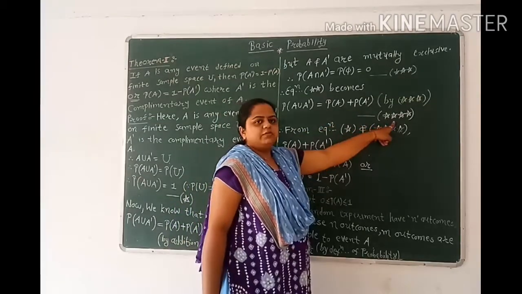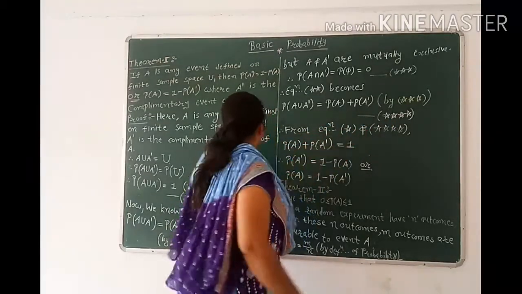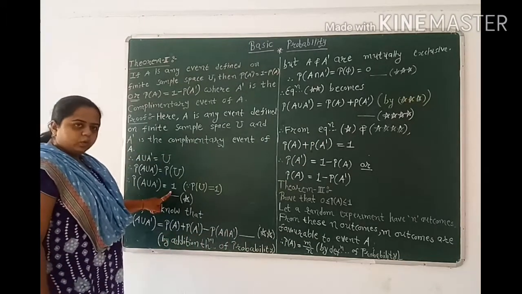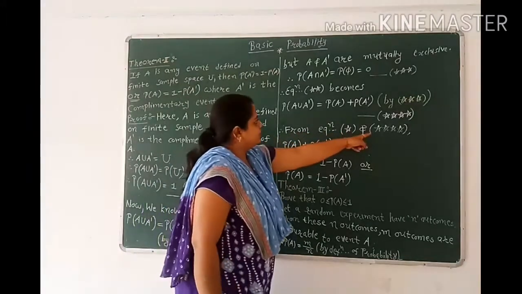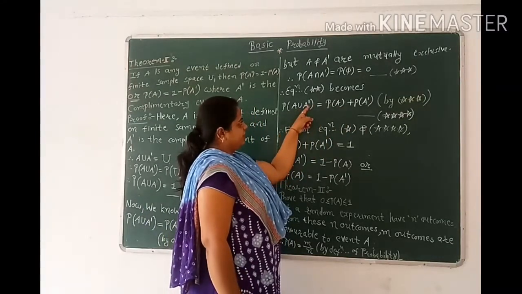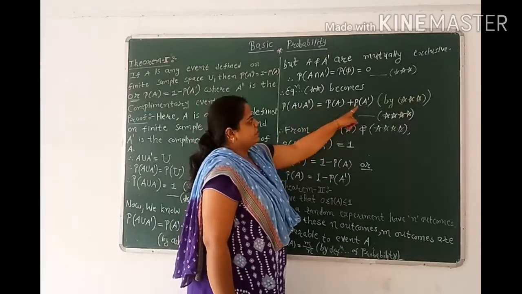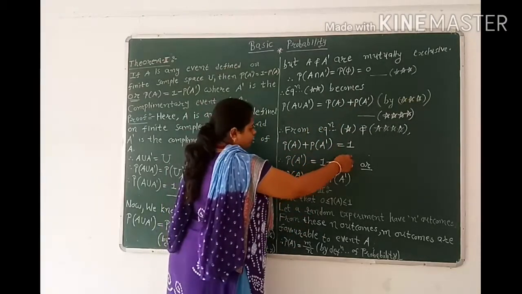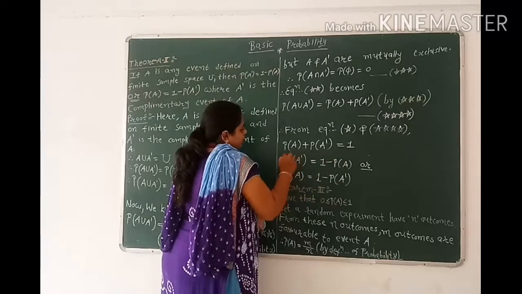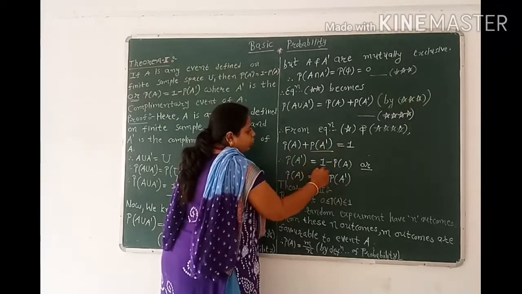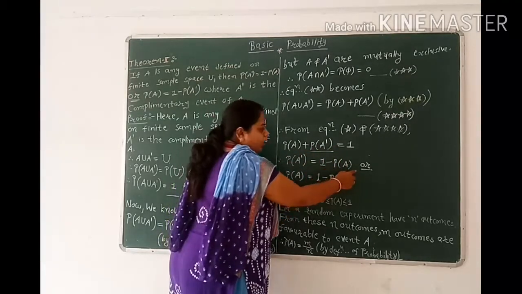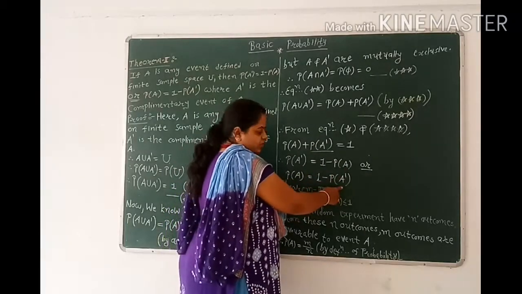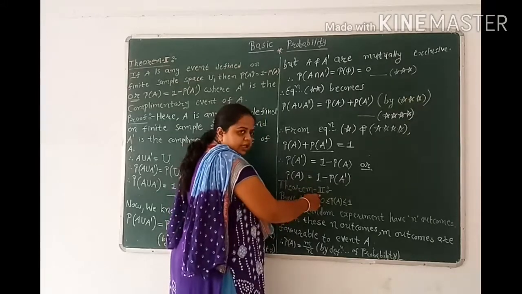Give this equation number four star. Now from equation star, probability of A union A dash equals 1, and equation number four star, probability of A union A dash equals P of A plus P of A dash. We have P of A plus P of A dash equals 1. Therefore, P of A dash equals 1 minus P of A, or P of A equals 1 minus P of A dash.